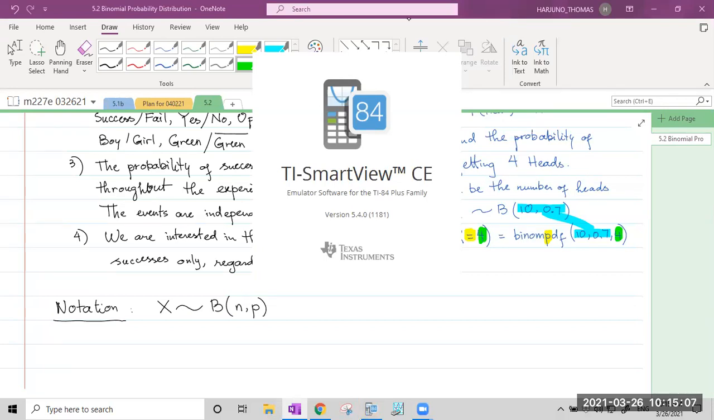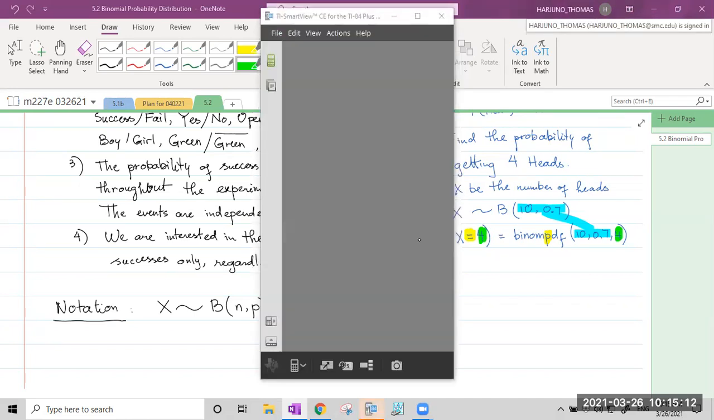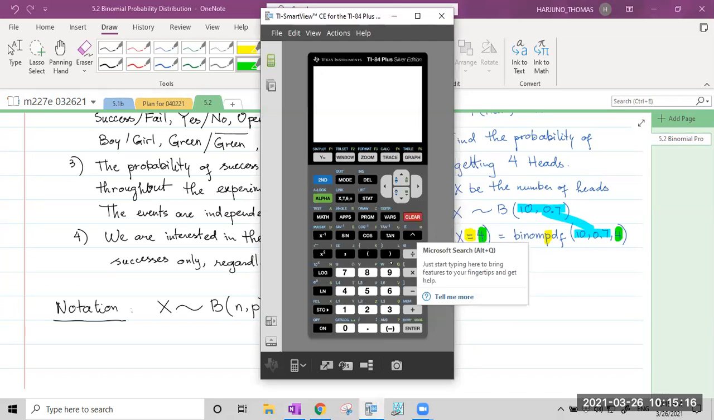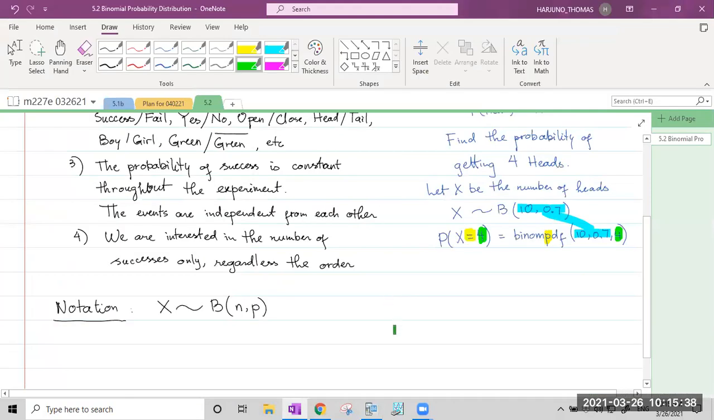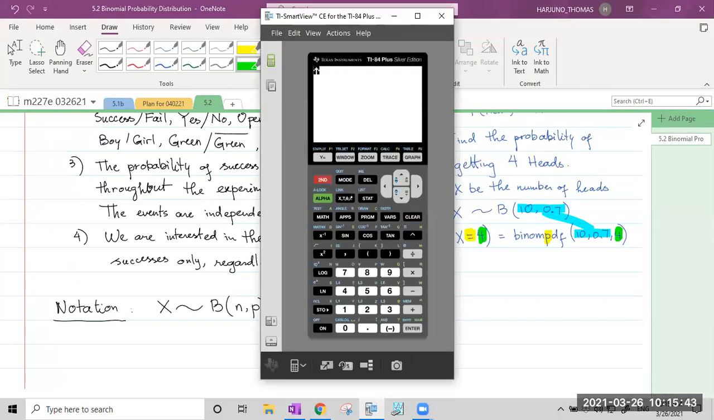How to get to Binomial Pdf: you need to go to the list of distributions, which is here, above the VARS key, in blue. If you have a physical calculator, it's usually in yellow. So you go to second, distribution. Let me repeat again: second, distribution, and then go down, down, down, down. You see Binomial Pdf and Binomial Cdf. You choose Binomial Pdf. Binomial Pdf stands for Binomial Probability Distribution Function. Cdf stands for Cumulative Distribution Function. We need the Pdf, the Probability Distribution Function.